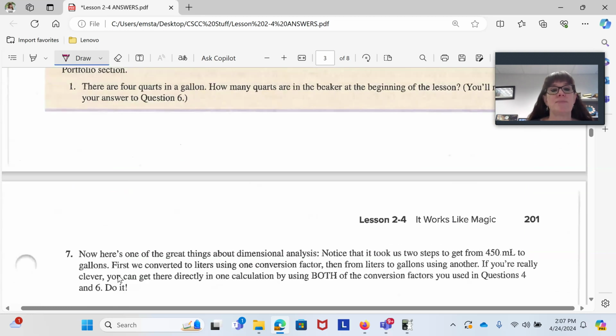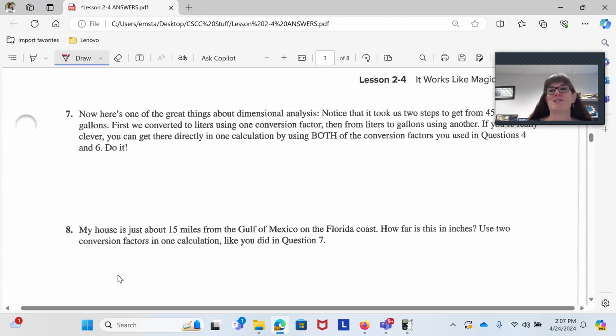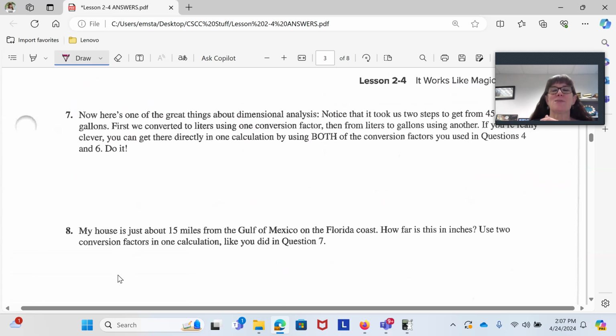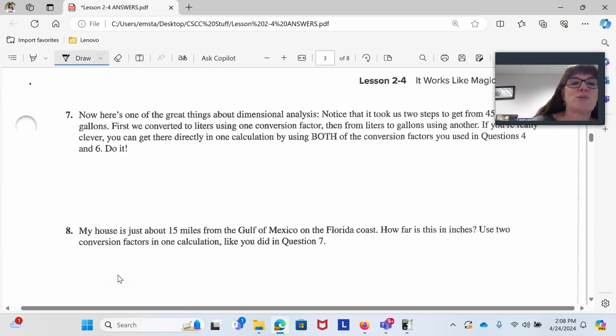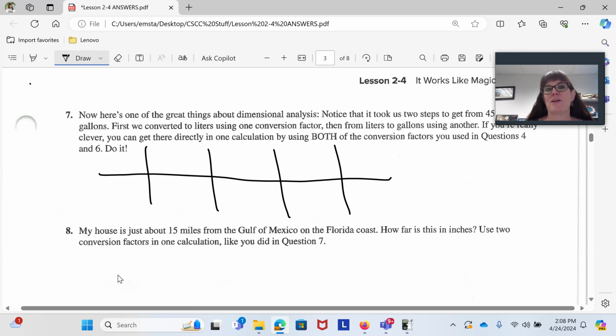Moving to the next page for number 7. This is page 201. This is where the fun starts. This is the magic. This is one of the great things about dimensional analysis. It took us 2 steps to get from 450 milliliters into gallons. First, we converted from milliliters to liters, and then we went from liters to gallons. But we could do this all in one step. That's the beauty of dimensional analysis. And I recently heard a new way of doing these, and it's called train track problems. I have 3 kids, and my youngest learned them this way, and I think it's kind of a cool way to do it. It's just a shorthand way of writing the fractions without having to write fraction bars each time.